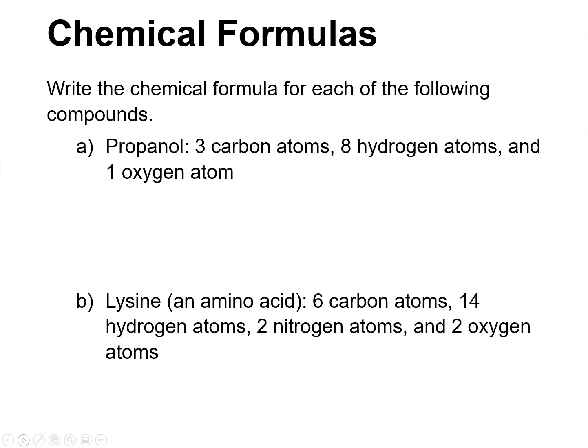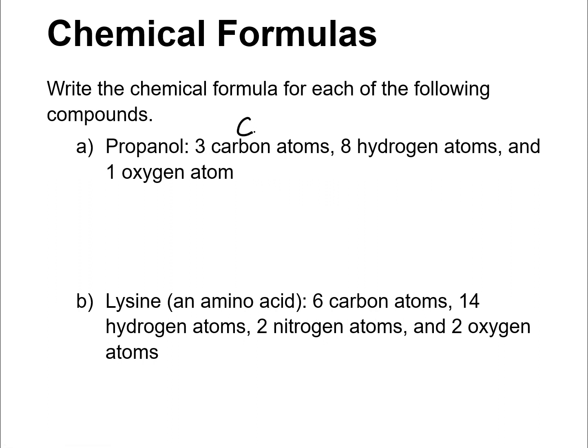We can also do the reverse. So what we were doing was writing out the composition, right? This number of carbon atoms and that number of hydrogen atoms. We can also write a chemical formula from the composition. I'll do the first one. I'll let you do the second one.